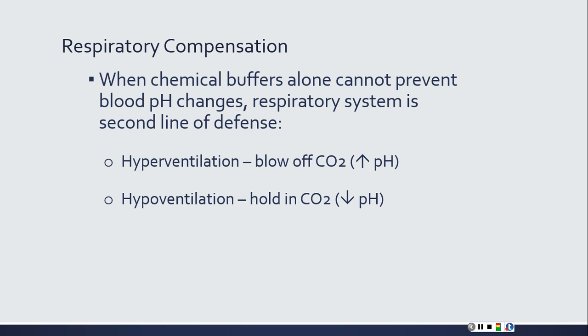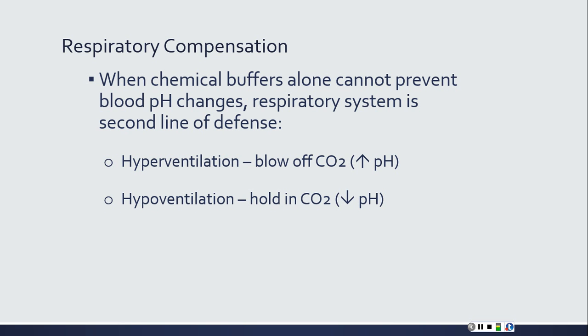So, to compensate, if the respiratory system is working properly and the pH level is acidic, it's going to blow off CO2. That's its job. Increase respirations, blow off CO2, so the pH comes back up. Now, hypoventilation, when we hold in more CO2, causes the pH of the blood to fall. Everybody with me here?